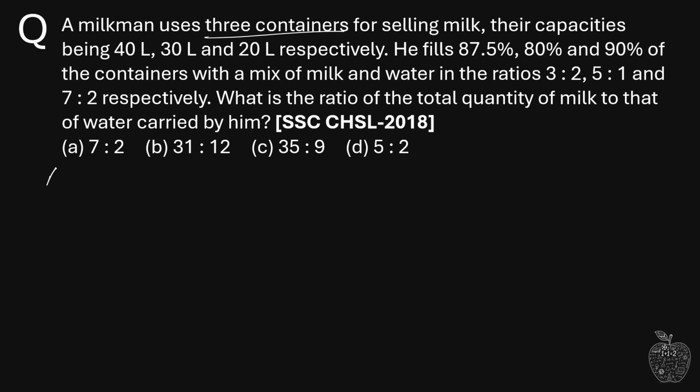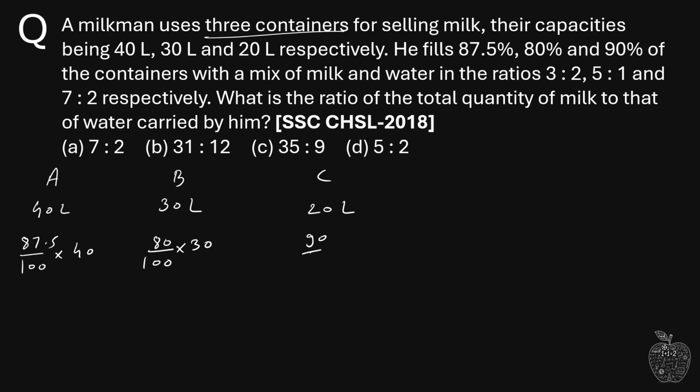So let's say those 3 containers are A, B and C, and their capacities are given to me as 40, 30 and 20 liters respectively. So capacity of A is 40 liters, B is 30 liters and capacity of C is 20 liters. He fills 87.5%, 80% and 90% of these containers. So 87.5% of A is filled, 80% of B and 90% of C, which is 20 liters.